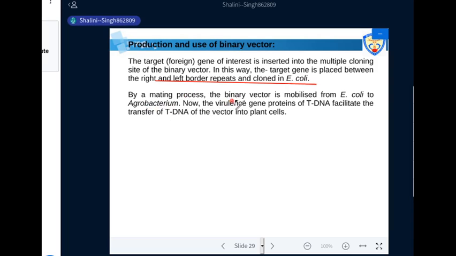And then by a mating process, the binary vector is mobilized from E. coli to Agrobacterium, where the virulence gene of the helper plasmid facilitates T-DNA transfer into the plant cells.